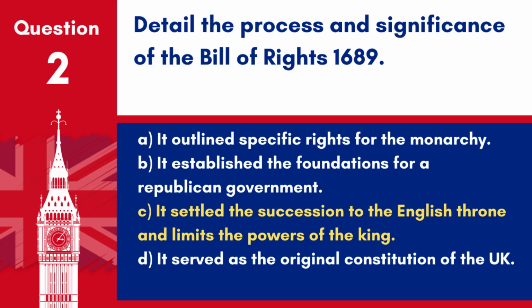Answer: C. It settled the succession to the English throne and limits the powers of the king. The Bill of Rights 1689 is a landmark act in English law, asserting the rights of Parliament over the monarchy, thus laying a significant groundwork for the evolution of constitutional monarchy.